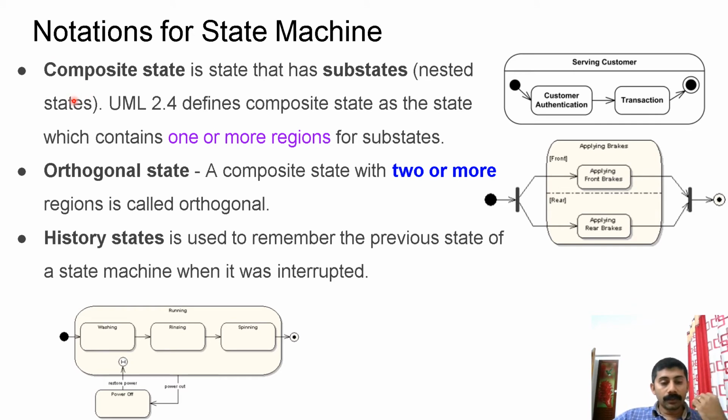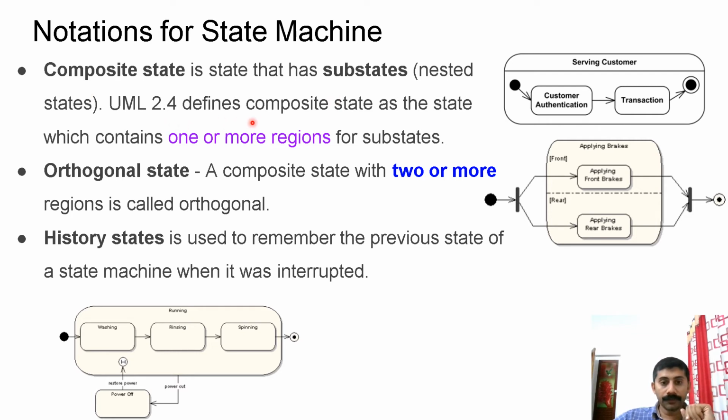Okay, whatever I said, that is simple state. At that time I said there is no nesting, meaning there won't be any state within the state. And now we will come to the composite state. A composite state is a state that has substate or nested state.